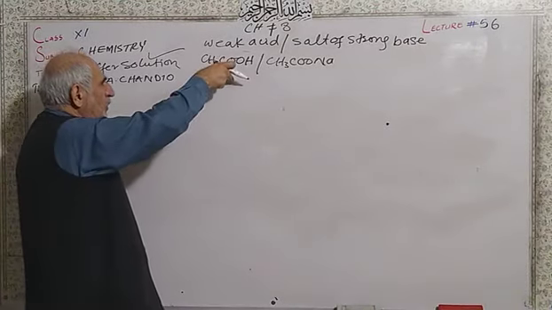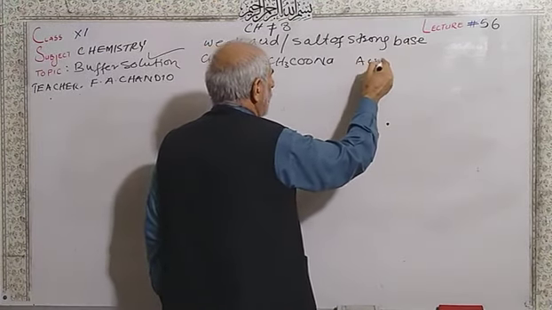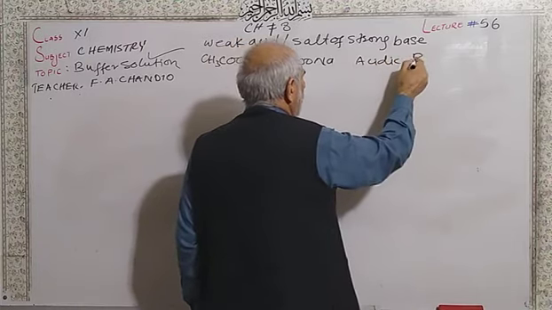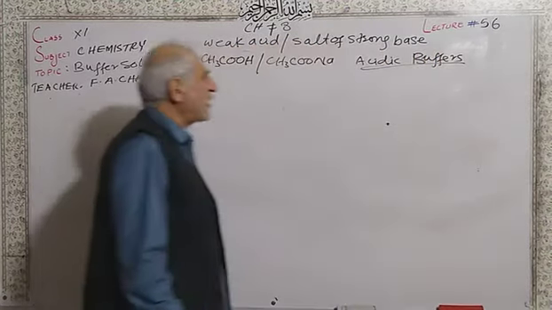So when you use a weak acid and a salt of a strong base, these are called acidic buffers. We call it acidic buffers.